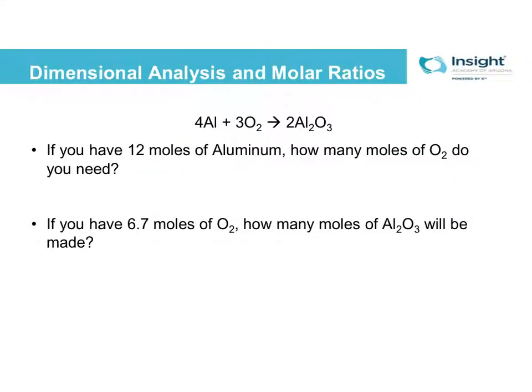So, we have 12 moles of aluminum. How many moles of oxygen do you need? So our starting point is 12 moles of aluminum. That's what we put on the outside of the parentheses. All right.